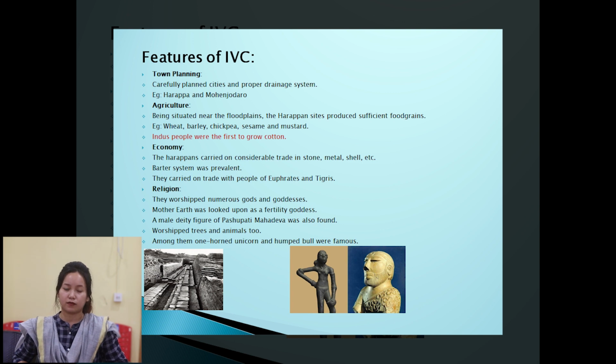Next, during the Indus Valley Civilization period, for their subsistence people grew some crops for their daily consumption. They also used to have business transactions with the outside world, and the society was mainly a matrilineal society.